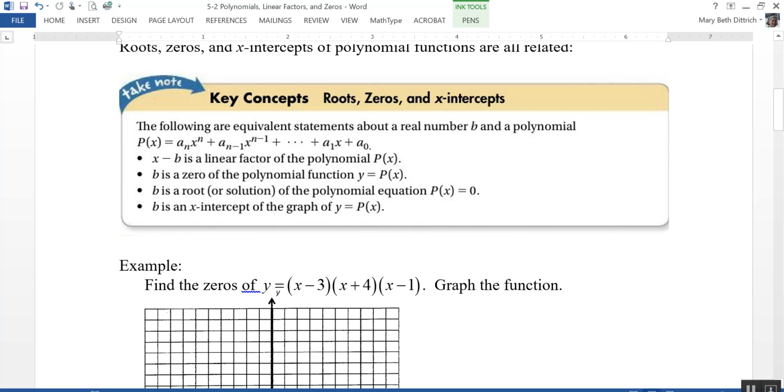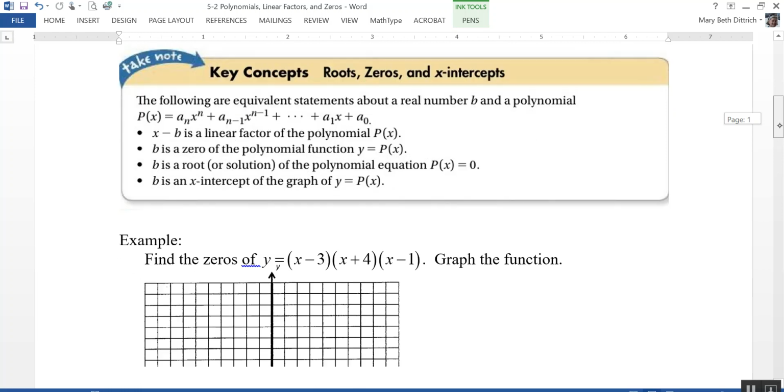B is a root or a solution of the polynomial equation p of x equals 0. And b is an x-intercept of the graph of y equals p of x. In other words, b can be called a zero if it's a function, a root or a solution if you're looking at the equation, or an x-intercept if you're looking at the graph. So let's take a look at another example here.